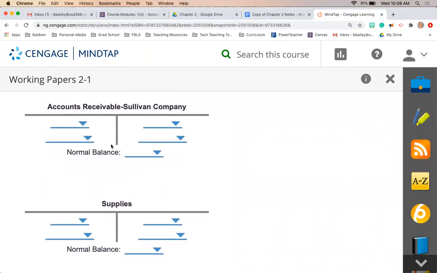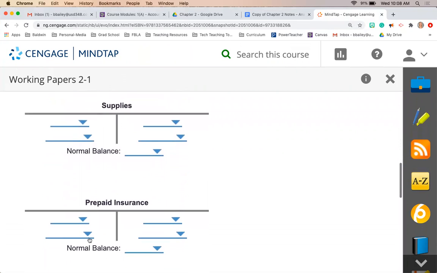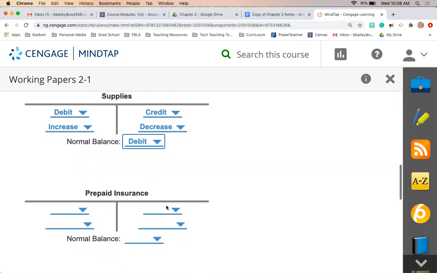Accounts receivable, also an asset. Debit on the left, credit on the right, increase with a debit, decrease with a credit. The increase side, debit, is our normal balance. Supplies and prepaid insurance are the same. They are both assets. Debit left, credit right. Supplies is an asset, so it's going to increase with a debit and decrease with a credit. Normal balance is still our debit.